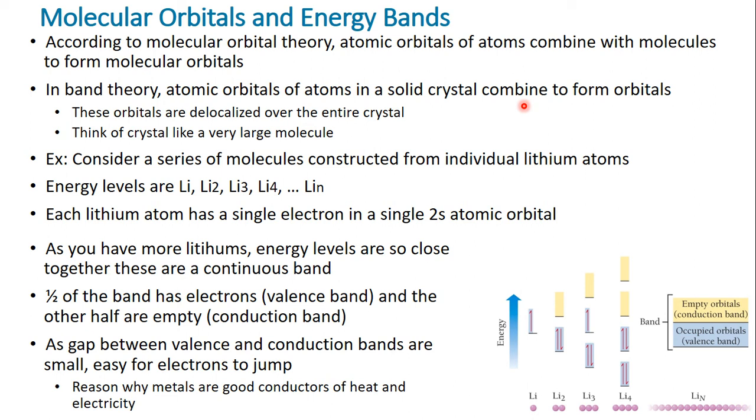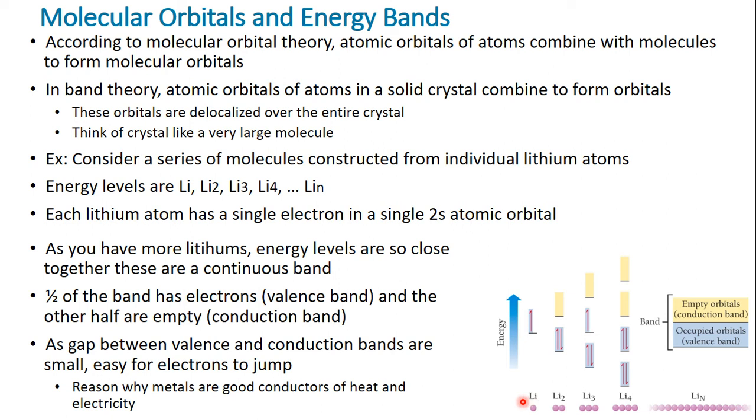Now, in band theory, when you have atoms in a crystal solid, all of the orbitals of these atoms are going to be overlapping, and these orbitals are more or less spread out over the entire crystal. So the crystal is really just one big molecule. To think about this, let's imagine that we have a molecule made out of lithium atoms. In our first scenario, we only have one lithium atom.